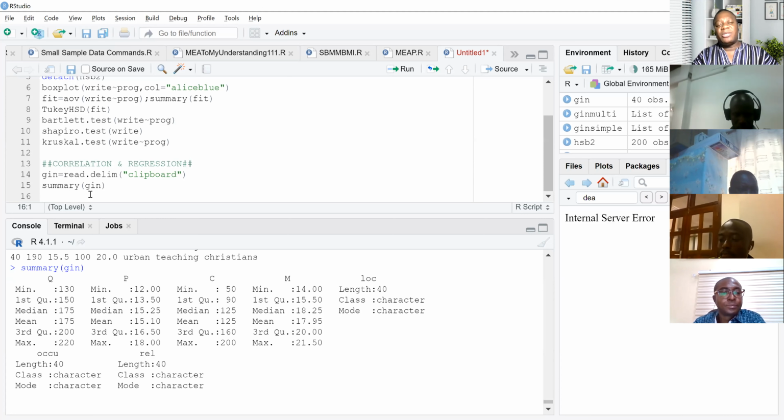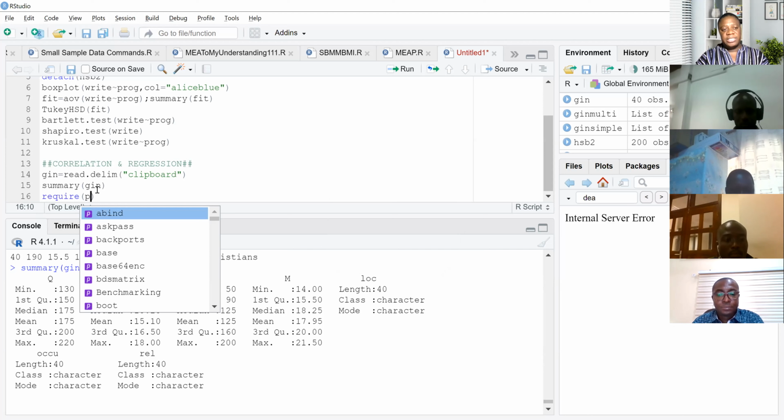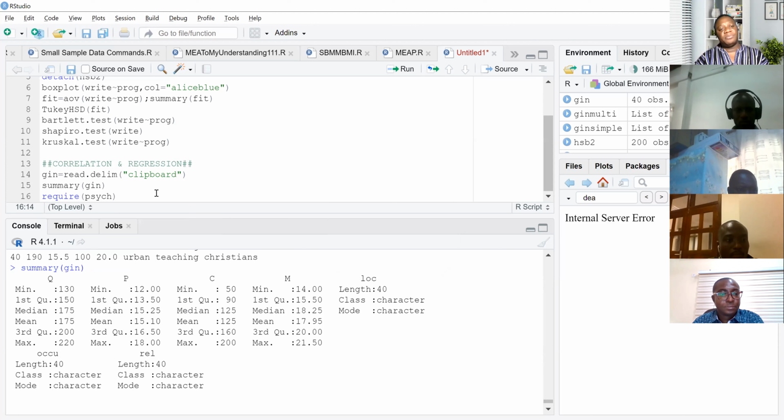Now that you've gotten the summary, I told you that there are two ways of dealing with that. The first way is the cheap information that we have here. Very cheap. There is a better approach of getting the summary statistics. To do that, you need to write a certain command known as require(psych). So you type require, bracket, psych, and if your internet is good, it will pop up while you are typing. Require psych and run it.